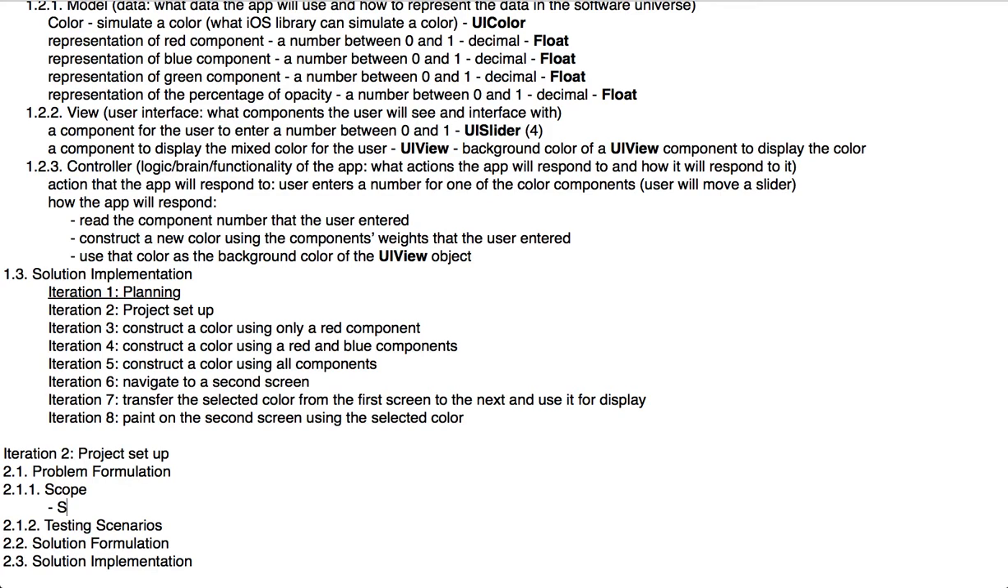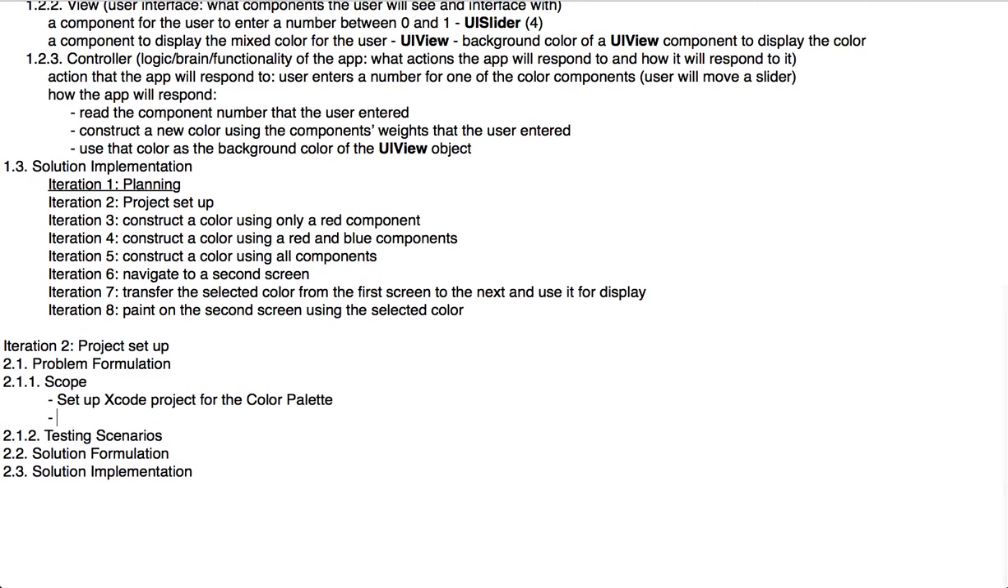In the scope, I need to set up the Xcode project for the color palette. Notice that there is a naming requirement if you're doing this for my class, so make sure you set up the project with the correct name. Now we need to set up the local and remote source repository. We're using our own UC GitHub installation for that. And then we also want to set up a launch screen.